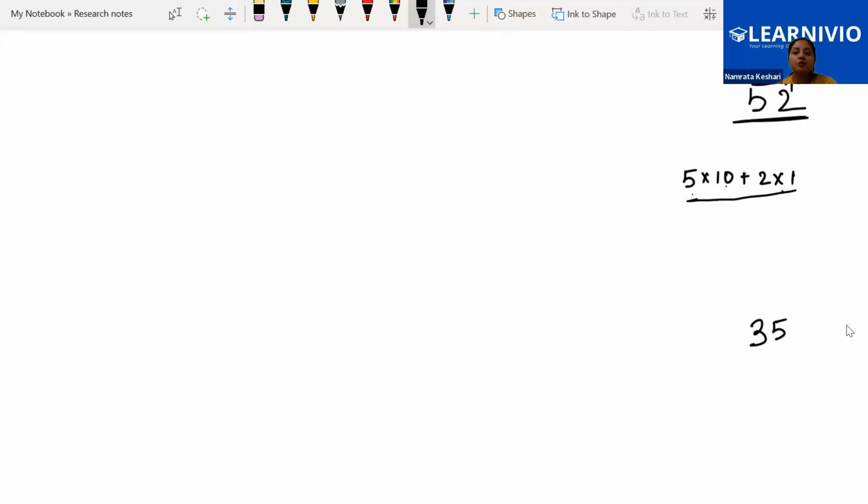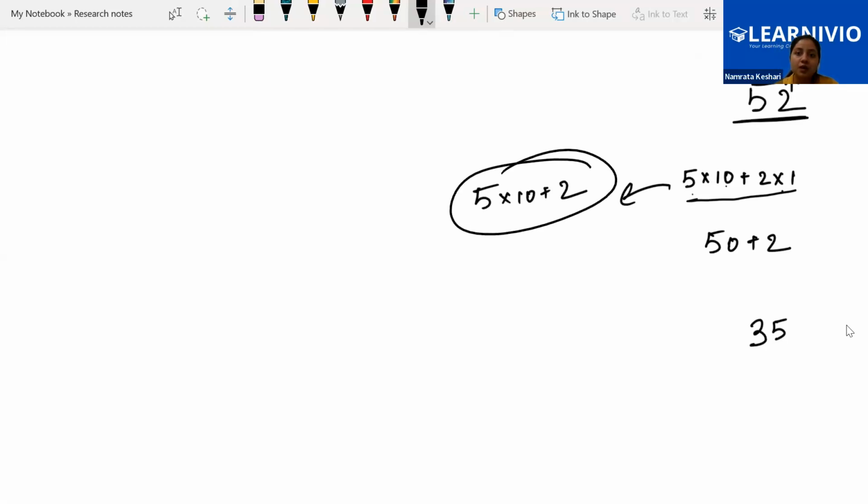So can I write this 52 as 50 plus 2? Or can I write this 52 like this also, 5 into 10 plus 2? There is no difference between this number and this number. It is exactly the same. And if we are having the other number, 35, can we write it as 3 into 10 plus 5?